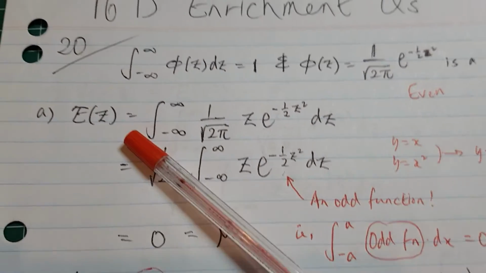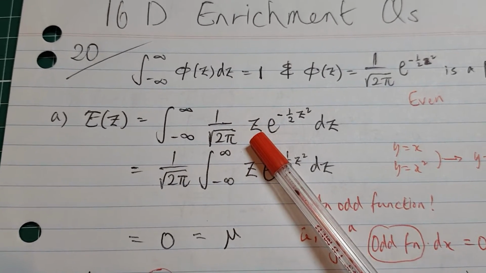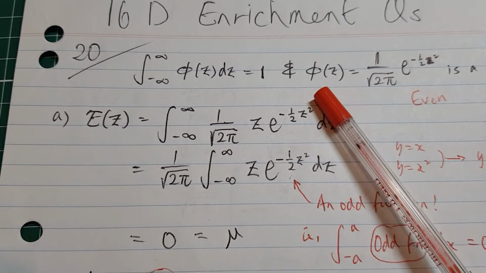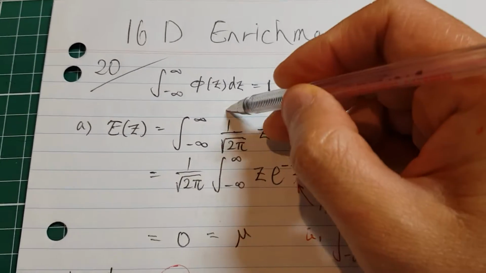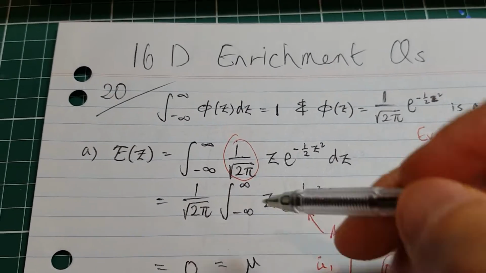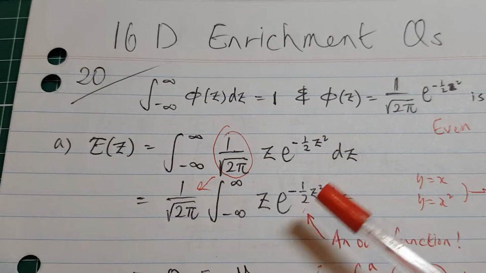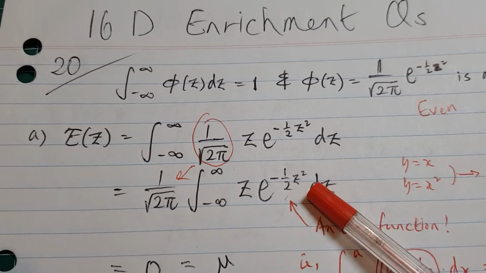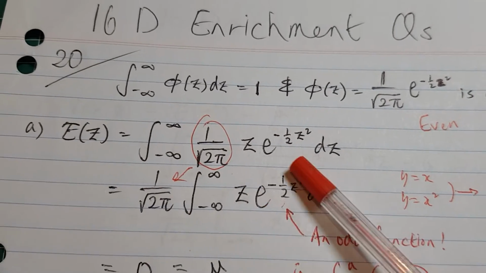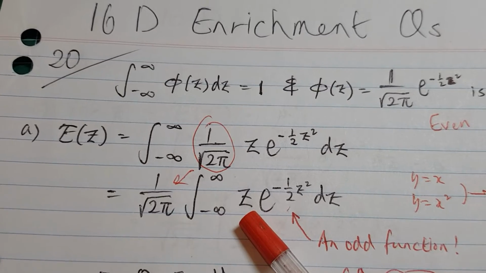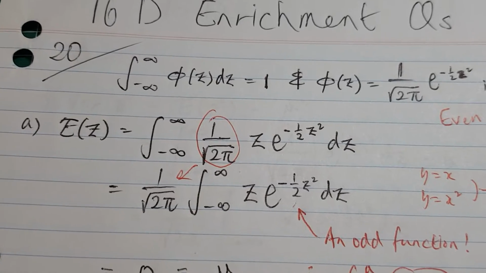So then the expected value is going to be that integral of not x, but z, this is the lowercase z, times the phi function. So z times phi z, which will give you this. But then again, I can take this coefficient outside the integral. So that's that, and now I've got this to integrate and evaluate. But here's where the evenness of this phi function comes in. Now, this is an even function, but this z is an odd function. So what's the product of an odd times an even function? Well, we know that that's an odd function.